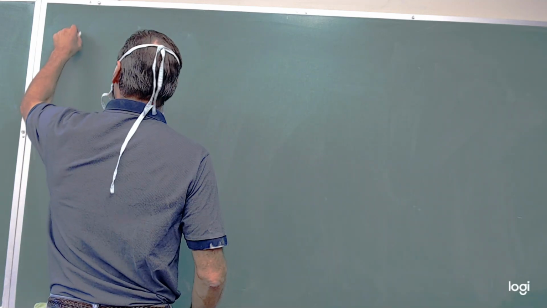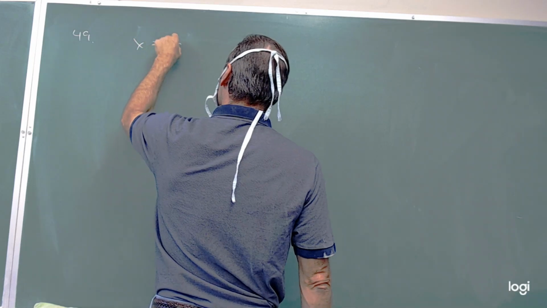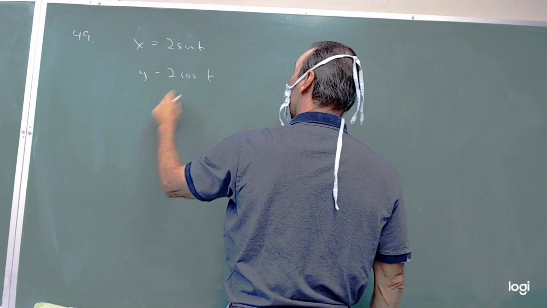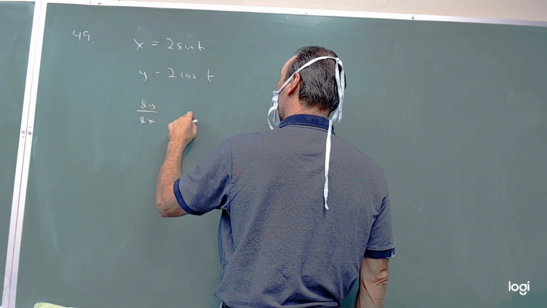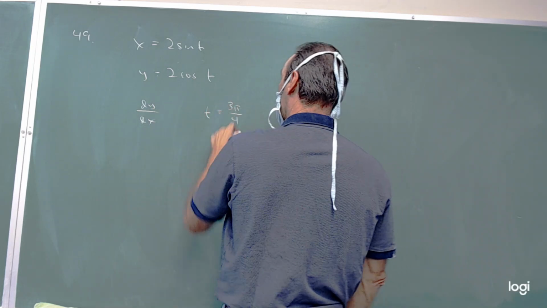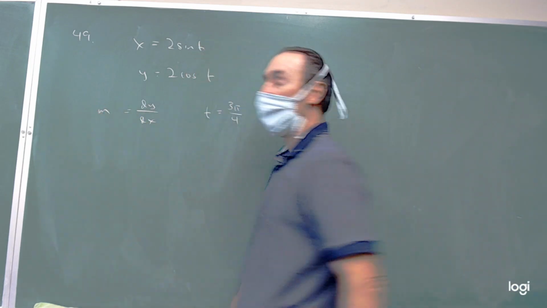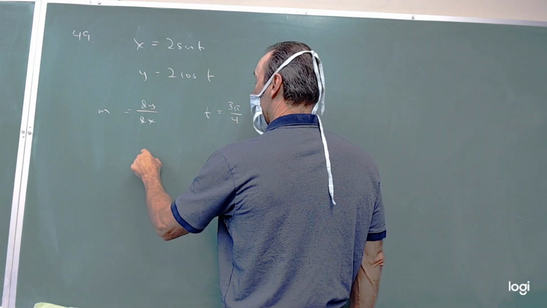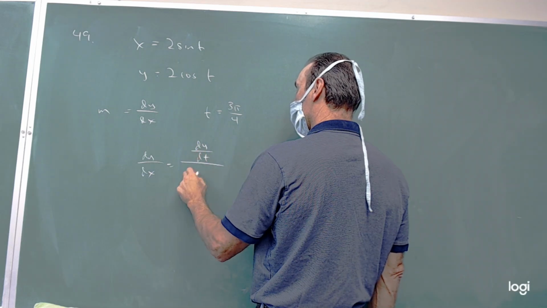X equals 2 sine t, y equals 2 cosine t, and then find the derivative at t equals 3 pi over 4. Or find the slope of the tangent line at t equals 3 pi over 4. Okay, yeah. So slope of the tangent line is the same thing as dy dx. And to get dy dx, we're going to take dy dt over dx dt.